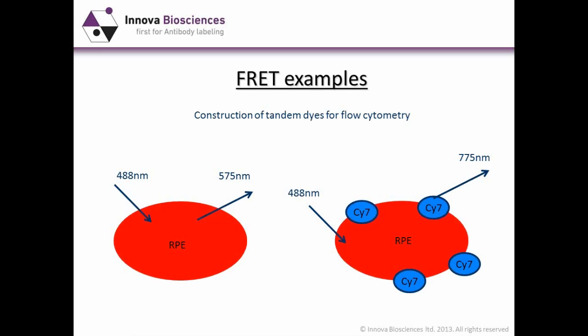The effect of this is that, in effect, you have a new color of dye, and this is particularly useful for multicolor flow cytometry. The advent of tandem dyes perhaps 20 years ago was one of the major factors in moving flow cytometry from 2 colors to the multicolor experiments, perhaps of 12, 15 or even 18 colors that are possible nowadays.